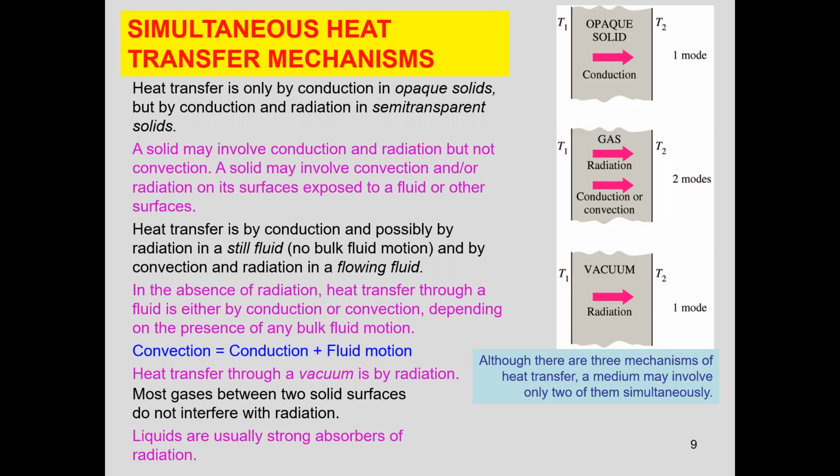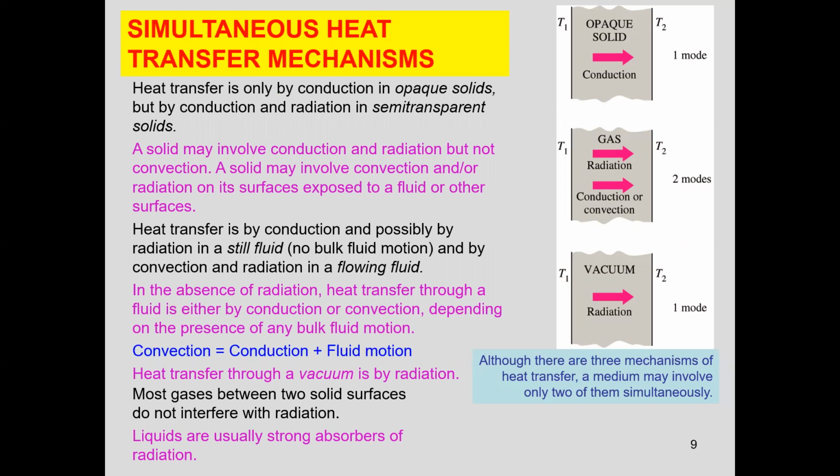In the absence of radiation, heat transfer through a fluid is either by conduction or convection, depending on the presence of any bulk fluid motion. Convection is basically conduction plus the fluid motion. Heat transfer through a vacuum is by radiation. Most gases between two solid surfaces do not interfere with radiation. Liquids are usually strong absorbers of radiation.